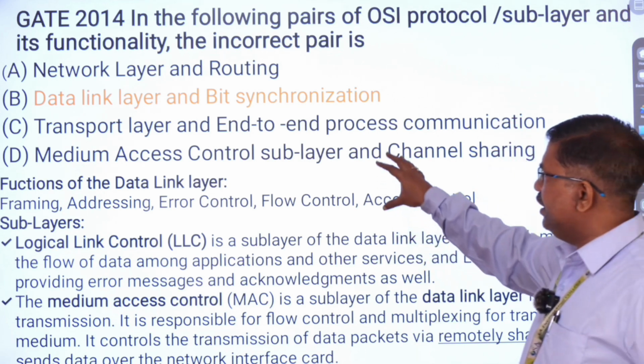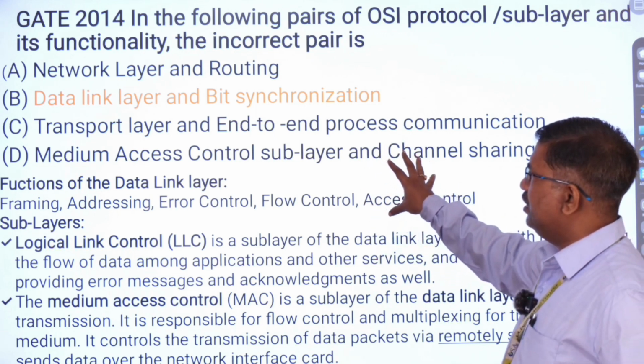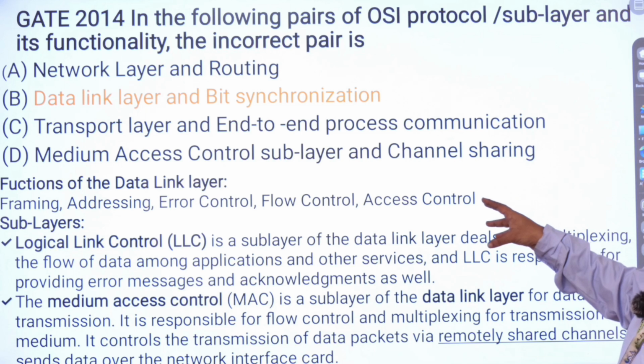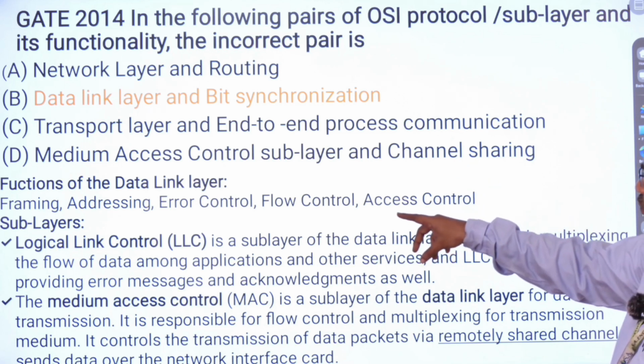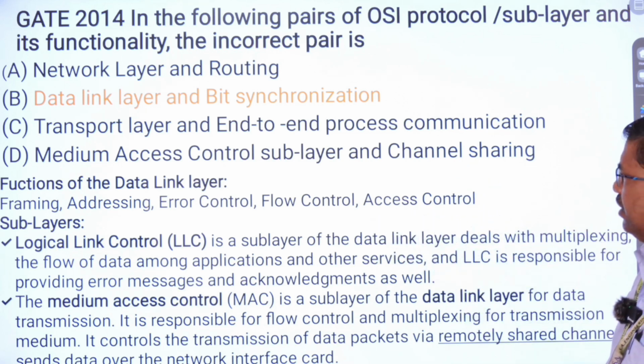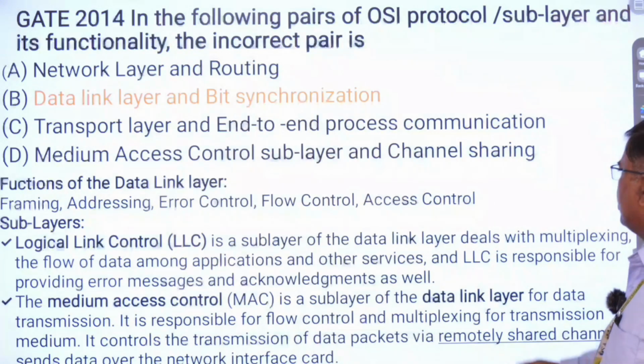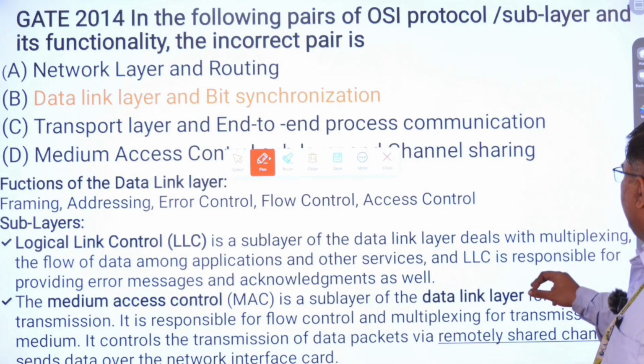First we need to analyze what the functionalities of the data link layer are. The statements given here are the functions of the data link layer: framing, addressing, error control, flow control, access control. These are the functionality of the data link layer.